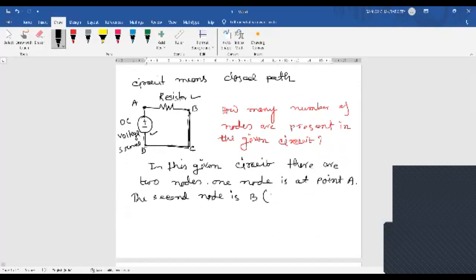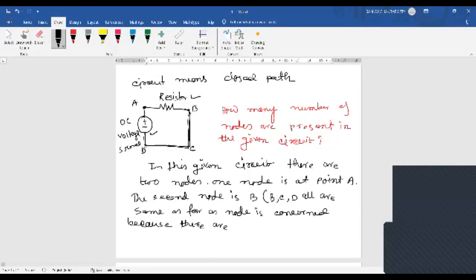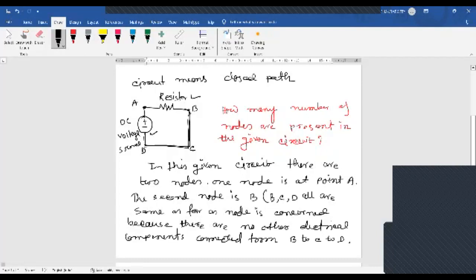Okay, B, C, D all are the same as far as the node is concerned, because there are no other electrical components connected from B to C to D. So this is the main point: B, C, D all are the same.